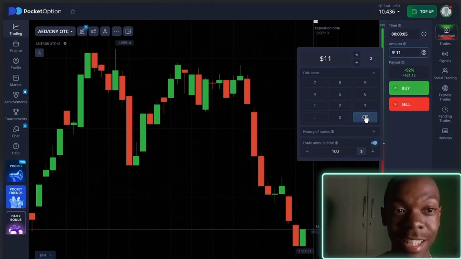Well, that literally begins to be gambling at that point. And we don't gamble here. We're trading. There's a big difference.